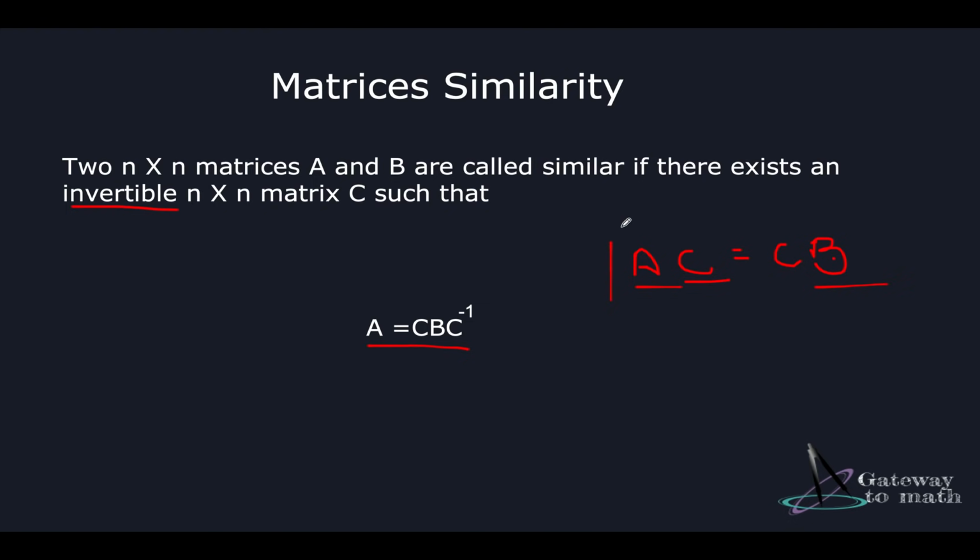With this definition equation, it's quite clear that matrix similarity is nothing but an equivalence relation. So basically, when I'm saying two matrices are similar, I'm also saying that those matrices are equivalent.